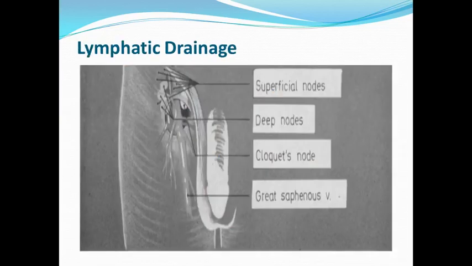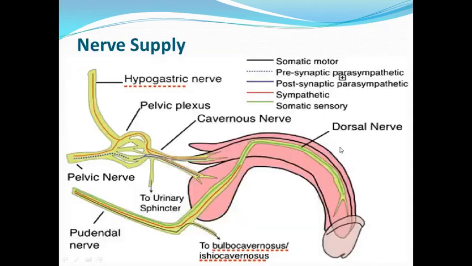Talking about lymphatics of the glans penis: the lymph from the glans penis will drain into a specific group of deep inguinal lymph nodes known as Cloquet's node, whereas lymphatics from the rest of the penis will finally drain into the superficial inguinal lymph nodes.